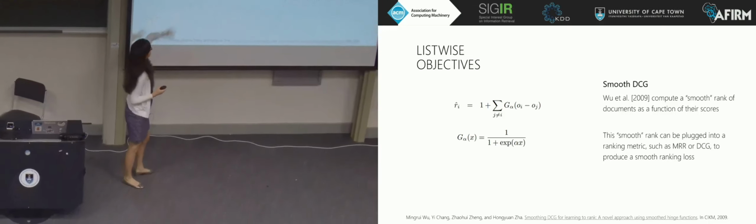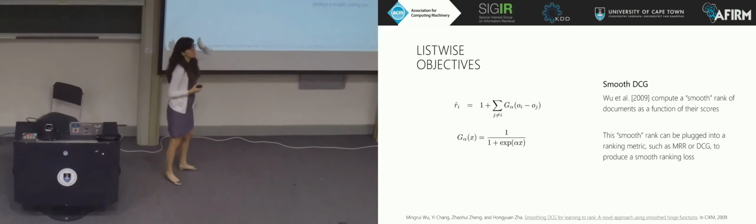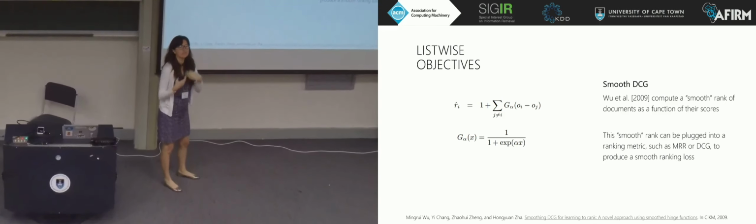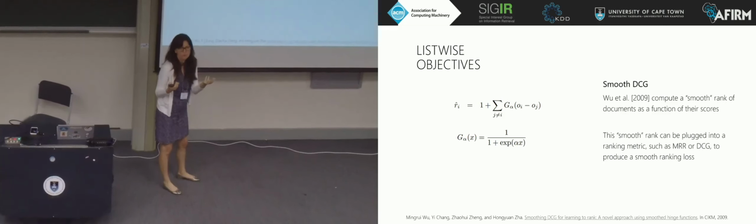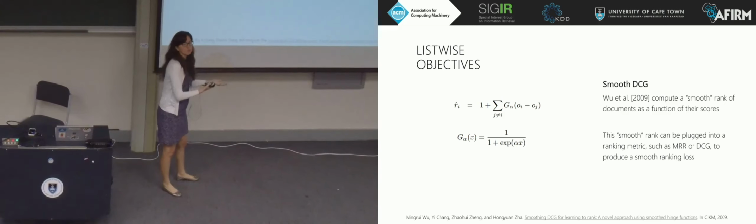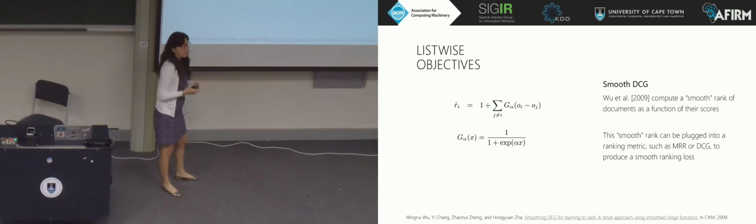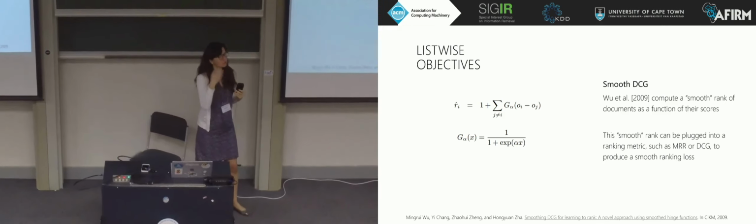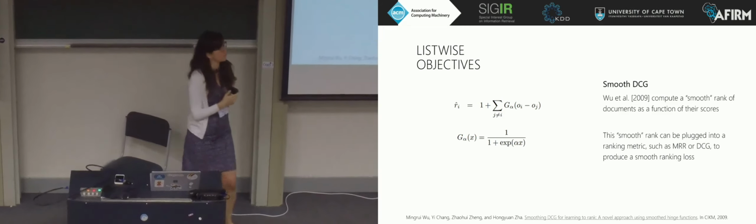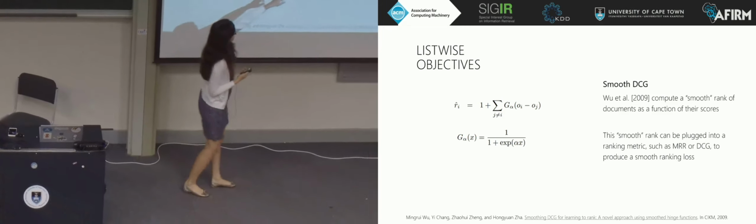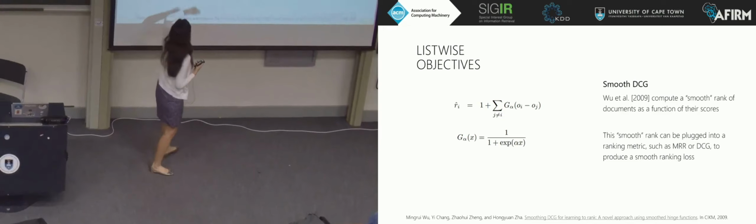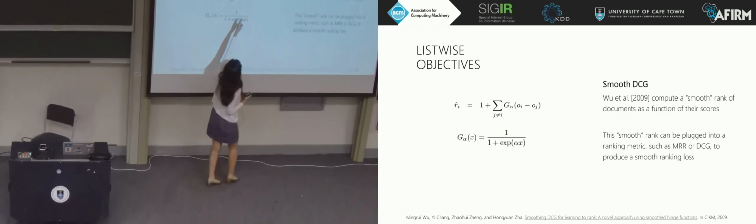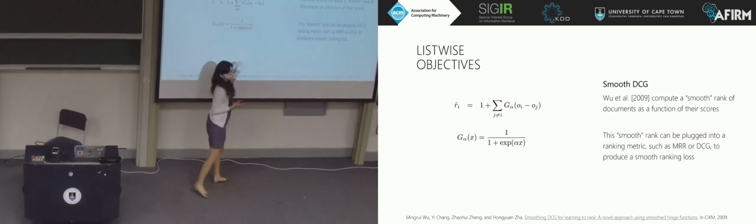So what this does is, instead of having specific discrete ranks, you could have real values for ranks, for example, and then you could try to optimize for that. So now that becomes a little easier to optimize, because you are not doing this discrete sorting step. And that's smooth DCG. And the way it works is, for each document i, you compare your document i with all the rest of the documents.